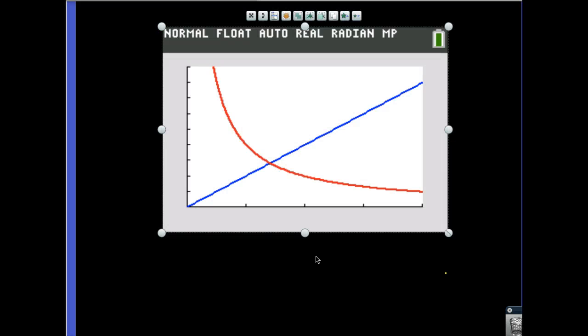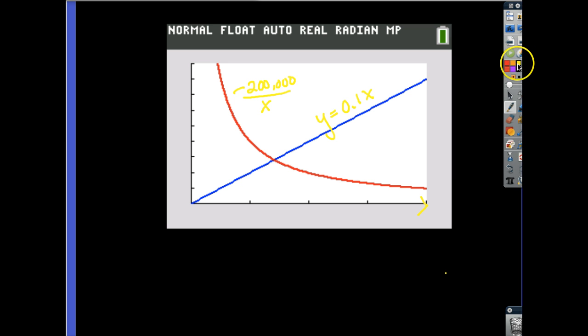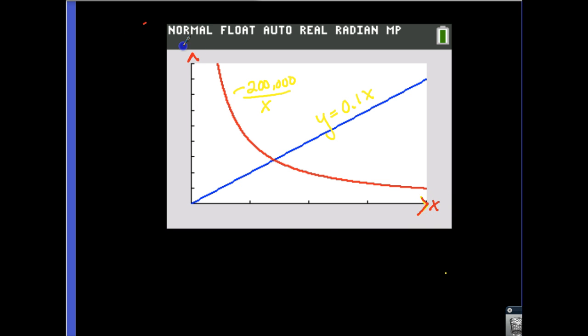Okay, so here's our graph. This was our graph from before, and this is where y = 0.1x. This graph right here is the $200,000 divided by x. And remember, this is x and this is y; x is pay, and y is the number of students who are going to apply.